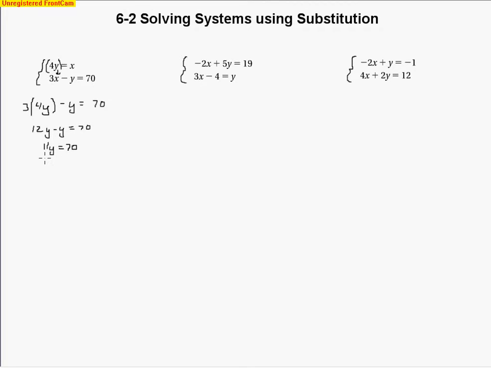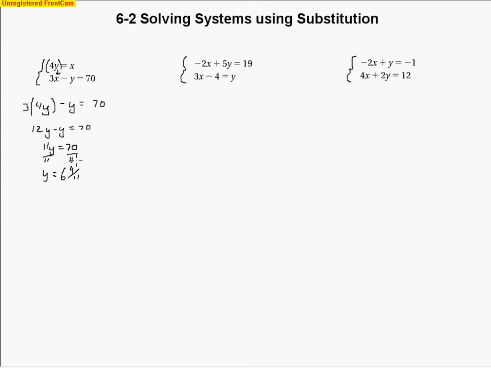So in this case, when I divide, 11 doesn't go in there quite evenly, and that's okay. Sometimes that happens, sometimes it doesn't. But I see that 11 does go in there 6 times, which makes 66, so I'll have 4 left over. So I've got 6 and 4 elevenths. And so I go ahead and find out what y is.